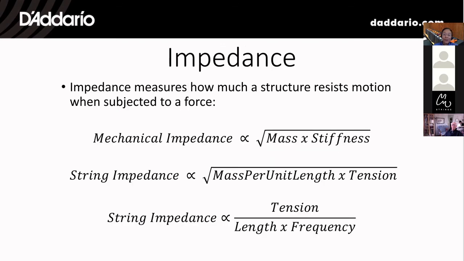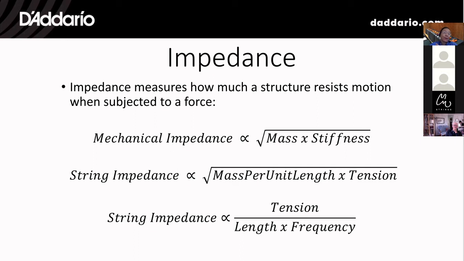Let's go to something a little more technical. Impedance. If you want to know something about the properties of a vibrating system to predict its behavior, you need to know something about its geometry, its mass, its stiffness, its damping. In general, you need to know both the mass and stiffness. And the impedance is a very useful concept because it encapsulates both the mass and stiffness into one number. It measures how much a structure resists motion when subjected to a force. Technically, it's the force divided by the velocity.